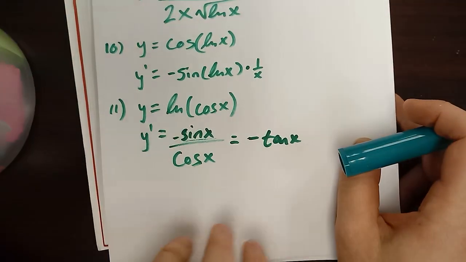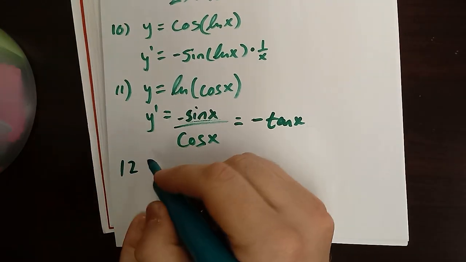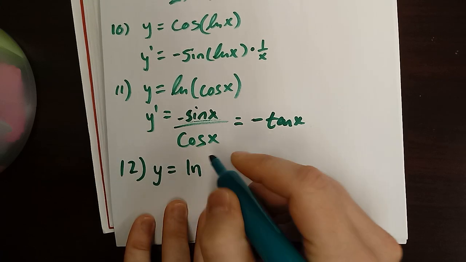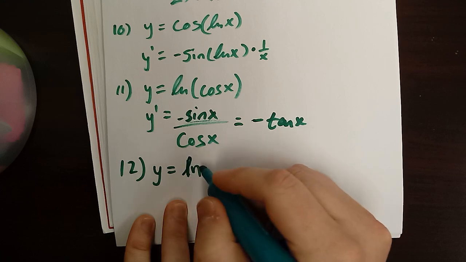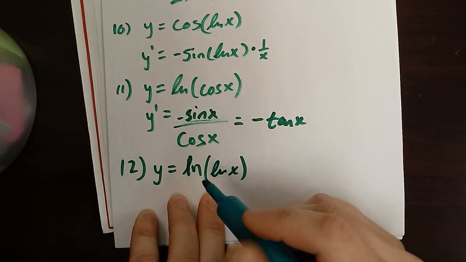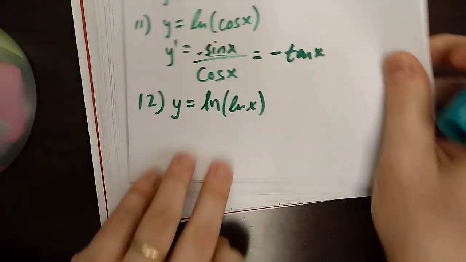Let's see, and then it says ln. All right, so 12 is ln, right? Y is equal to ln. Oh wait, no, I'm using cursive ln so that I'm not confusing. Ln of ln x. I'm saying ln and thinking of Ellen DeGeneres just for fun.